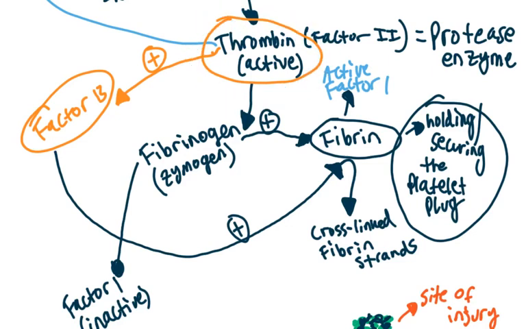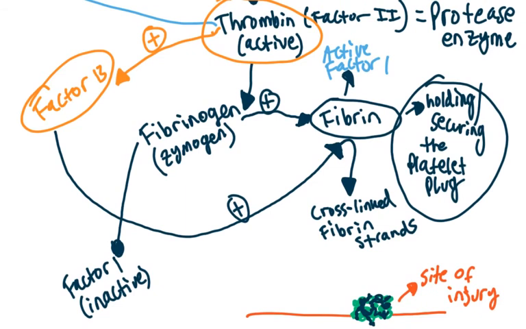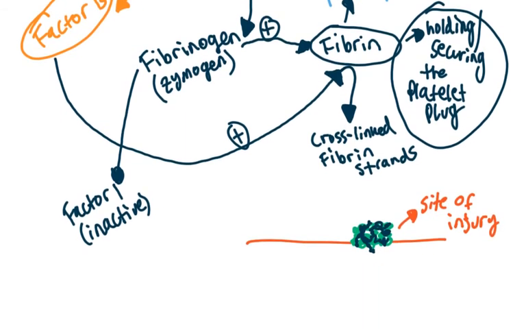And one other thing I should mention happens is that once we start getting a lot of thrombin production, a lot of thrombin synthesis, there's an enzyme or a protein that's formed in our liver, right?